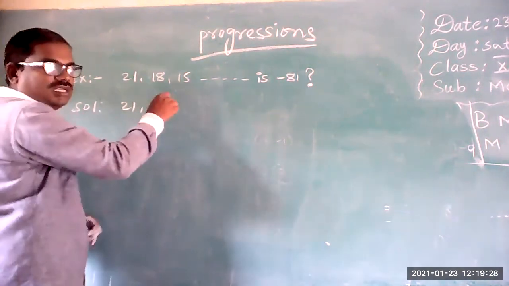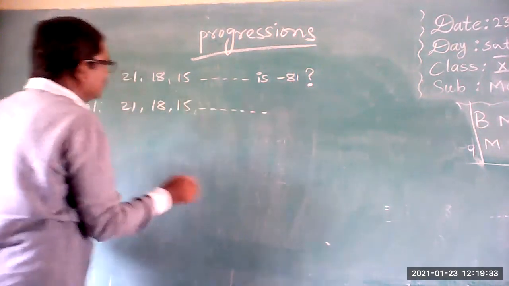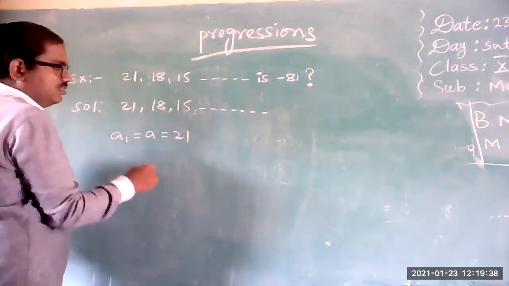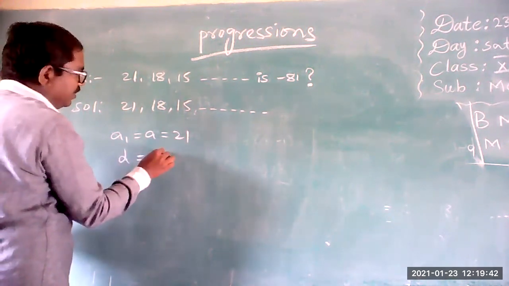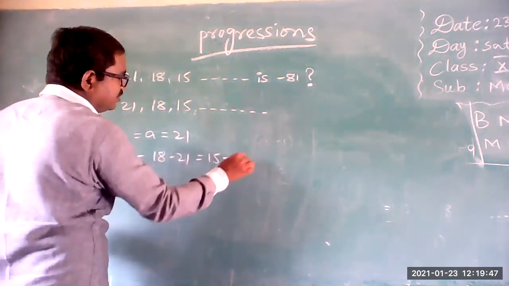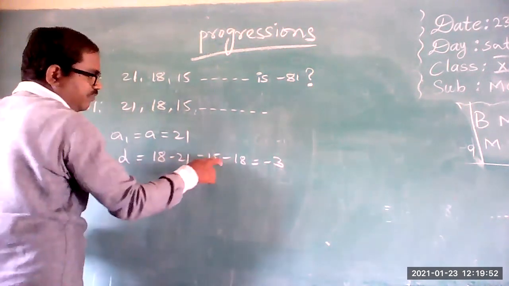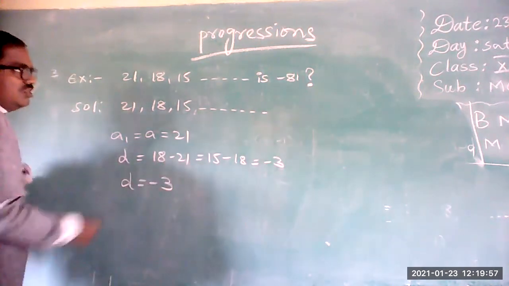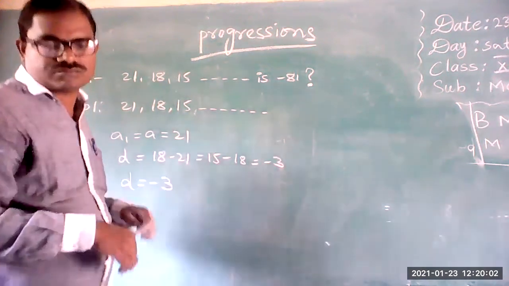So first you write the given series 21, 18, 15. The first term A1 is equal to A is equal to 21. D is equal to 18 minus 21, or 15 minus 18, which is equal to minus 3. So the common difference is equal to minus 3.